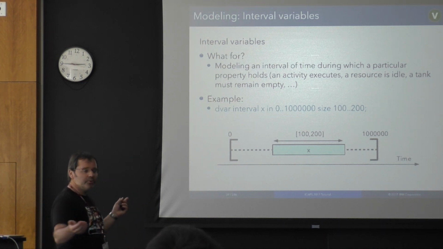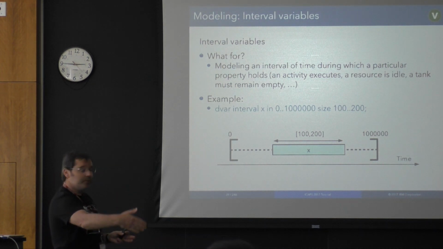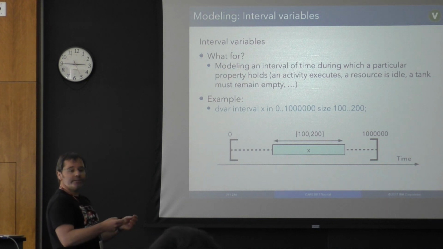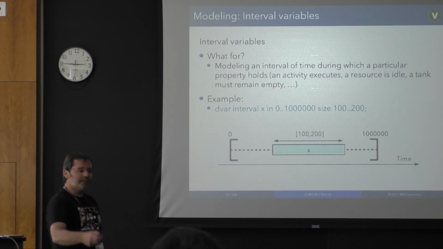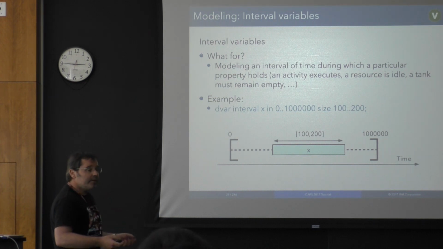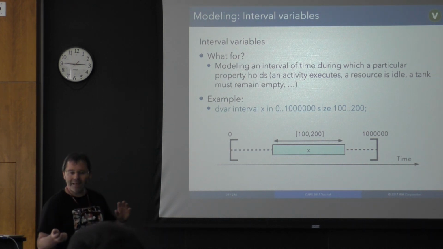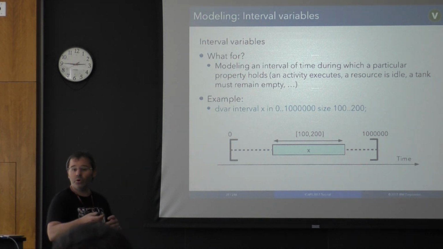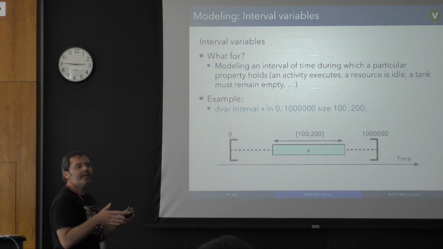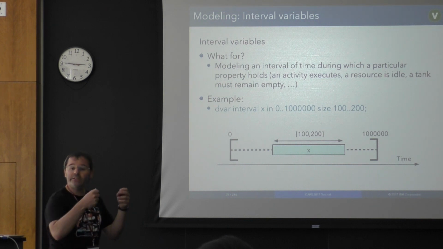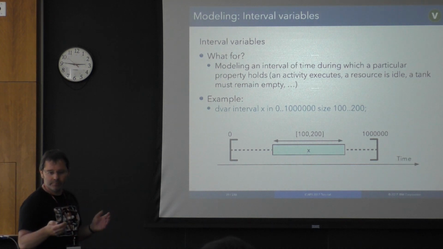The property will depend on your problem. Maybe an activity is executing between the start and the end of this interval, or maybe a resource is free, or maybe you have some kind of reservoir, some kind of tank, and then during this interval it must remain empty, for instance. So you can express, in the sense of planning, some kind of condition that must hold during this interval. What I want to say is that an interval variable does not necessarily represent an activity in the schedule. It's, in the general sense, an interval of time.